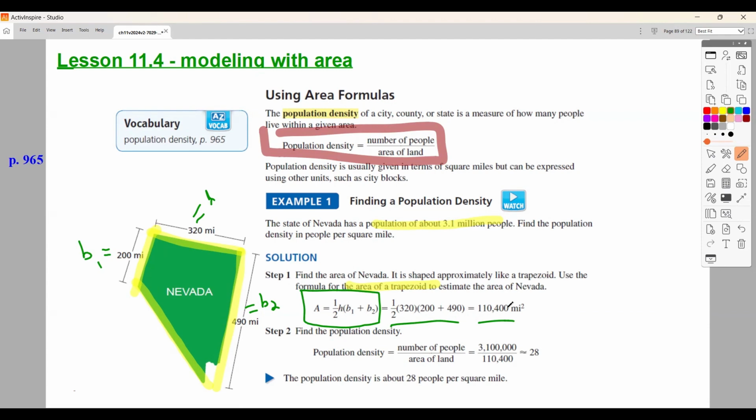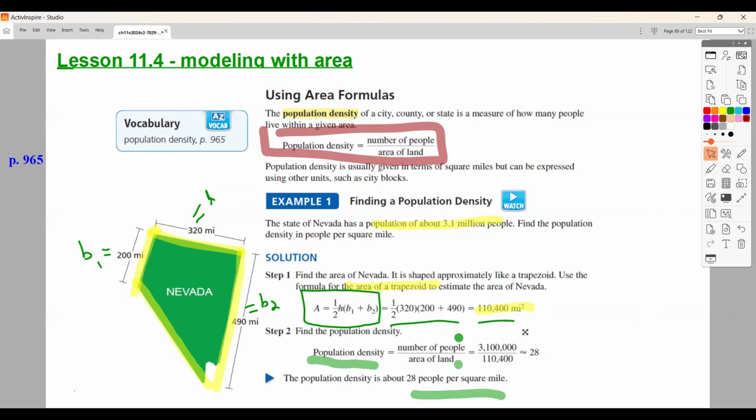So plugging into the area formula, we calculate the area as 110,400 square miles of land in the state of Nevada. So now that we have the population, which we were given earlier as 3.1 million, and now that we have the area that we just calculated as 110,400 square miles, now we're going to calculate the density. So the population density would be the number of people divided by the land. And if you do that, you get 28. Don't forget, you always have to write the units in. I told you I'd be pickier about that moving forward. So the population density of the state of Nevada is about 28 people per square mile.